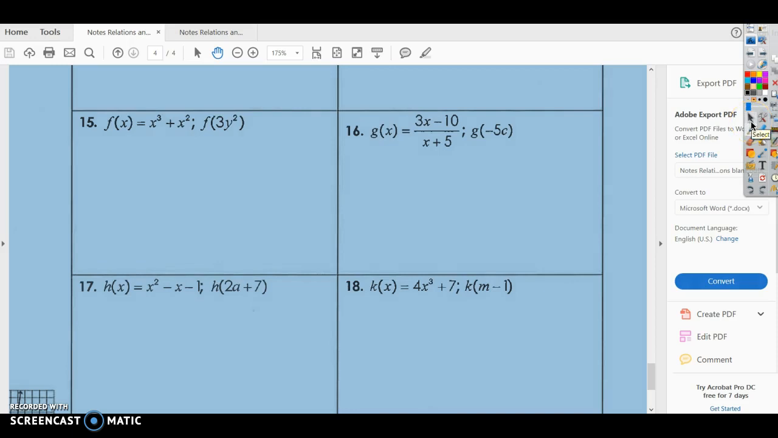Okay. All right. So for 16, we're going to take negative 5c. That's our x. And we're going to plug it in to our function. So we've got g of negative 5c is equal to 3 times negative 5c, and then put negative 5c here, plus 5.